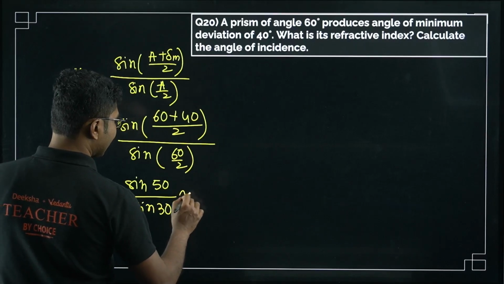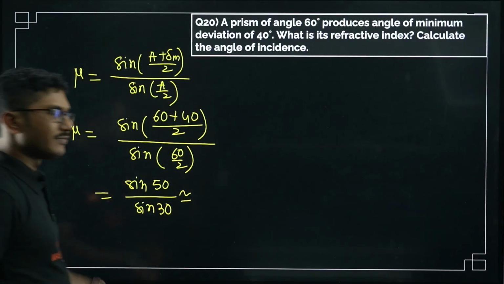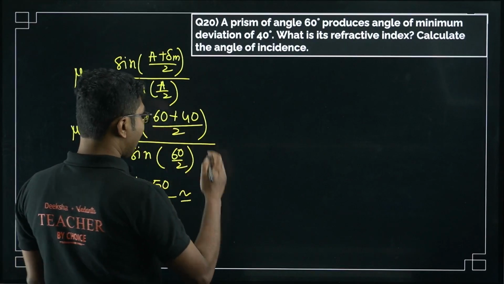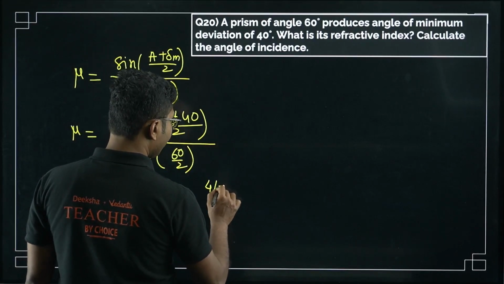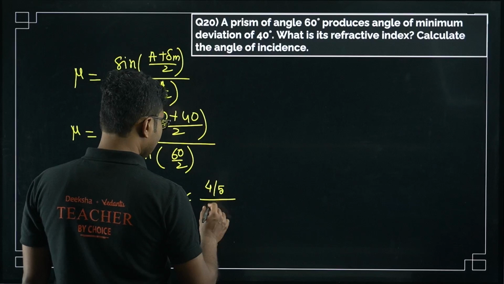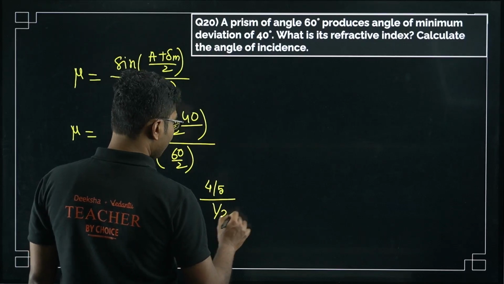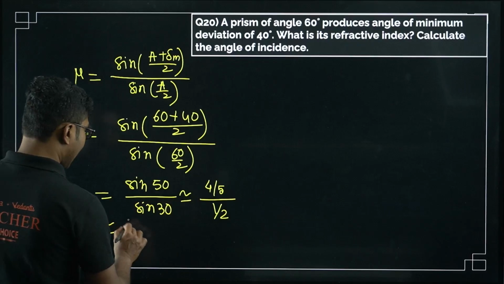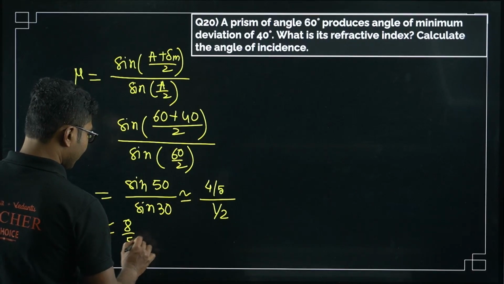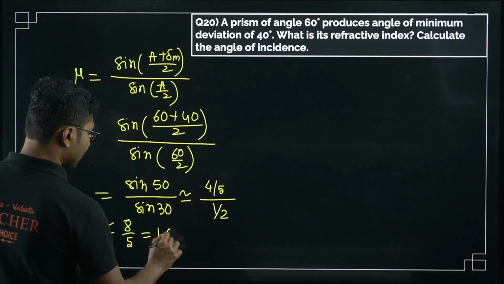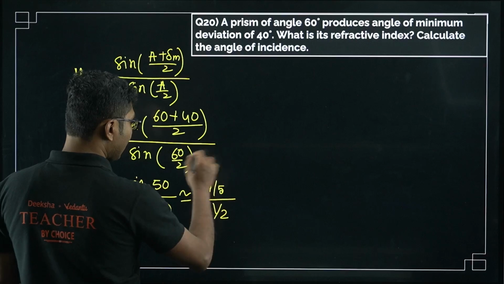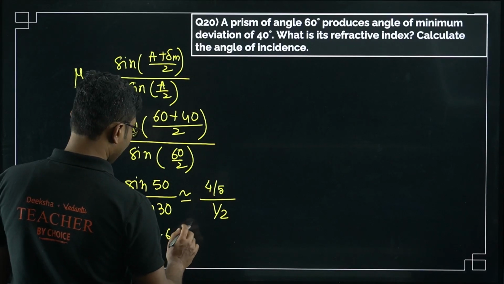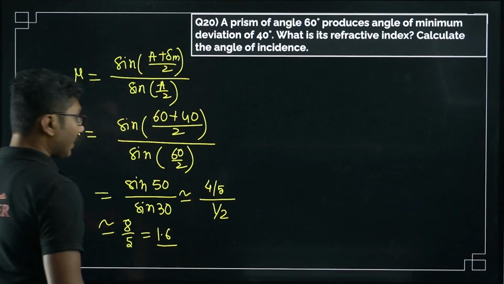Now this is an approximated value. Sine 50 is very close to sine 53, so I am approximating that value will be 4 by 5, and sine 30 is half, so it will be approximately 8 by 5, that is 1.6. This is not the exact value, you can calculate if you can. Okay, 1.6 is the refractive index.